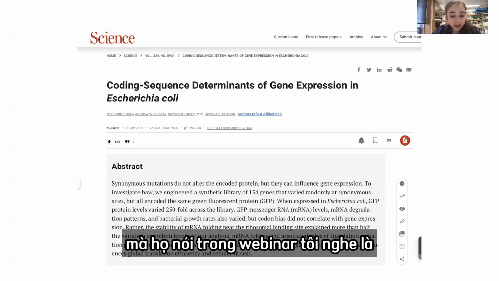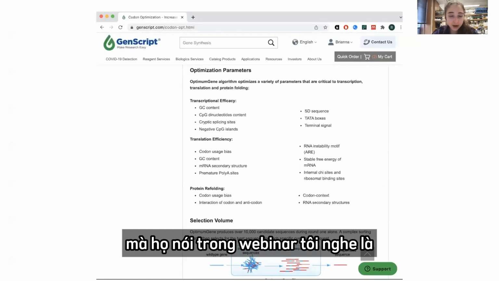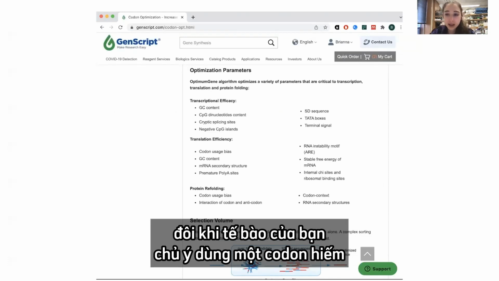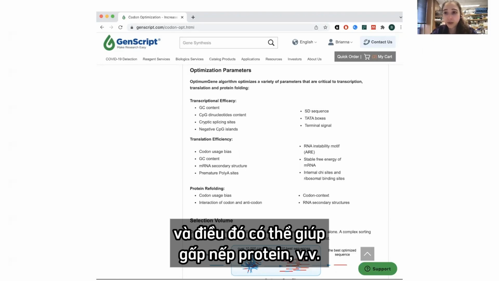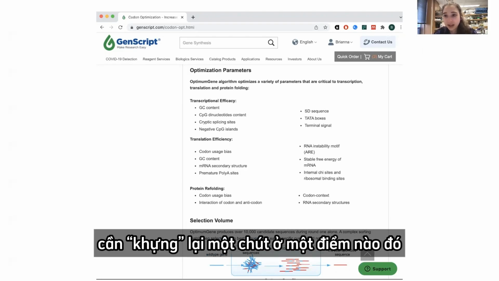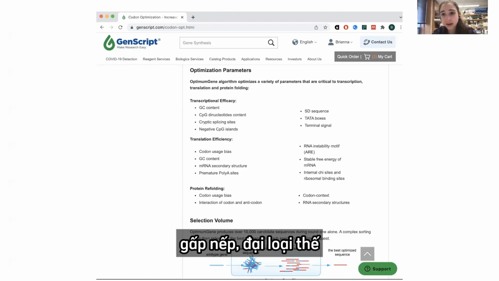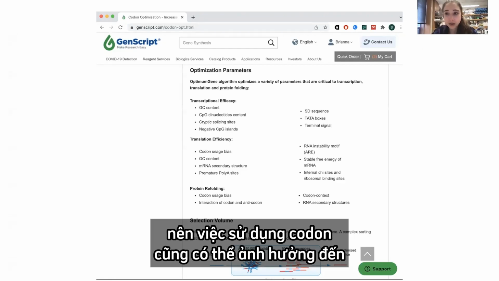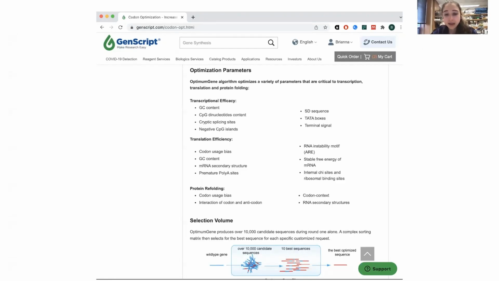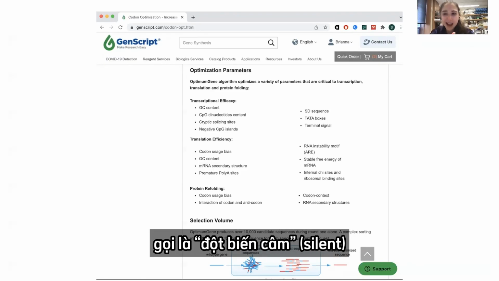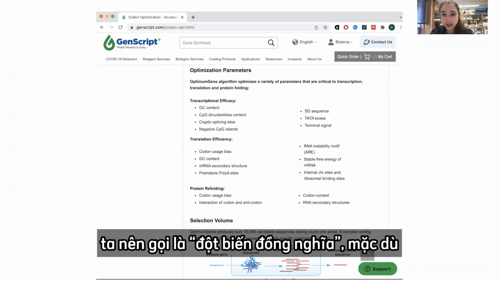Another thing they were talking about in that webinar is that sometimes your cells purposely use a rare codon, and it can help with protein folding. If your protein needs to stall a little bit at a certain point in order for the part that's come out of the ribosome to fold up, that sort of thing. So the codon usage can also influence functionally important things, which is one of the reasons why instead of calling them silent mutations, we should say synonymous mutations.